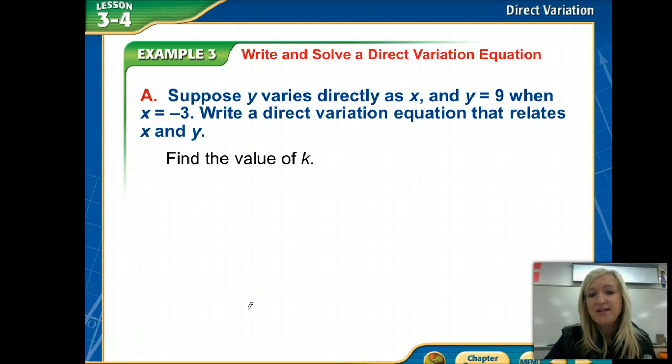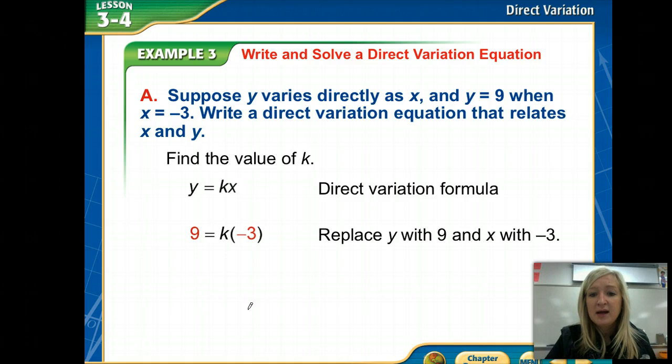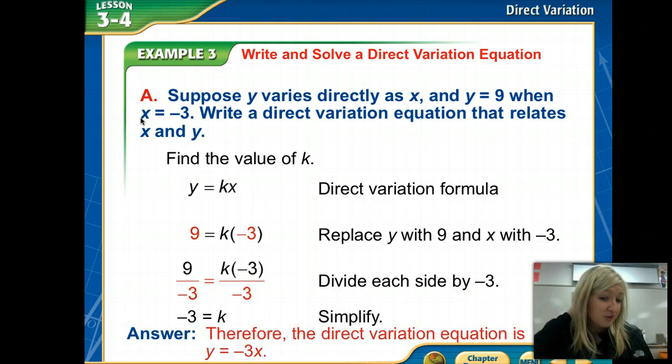So the first thing that we need to do is find the value of k. We have y equals kx as our formula. So I'm going to plug in my x and my y that they give me in my original problem. Then we're going to solve for k. So simply just dividing each side by -3 will give us -3 for our k or our constant. So the direct variation equation is y equals -3x.